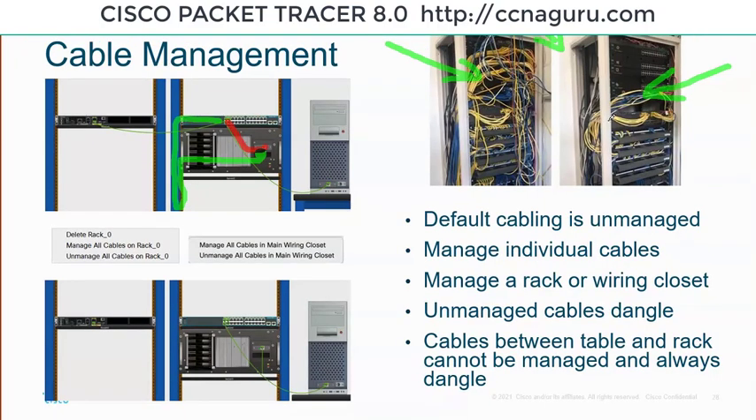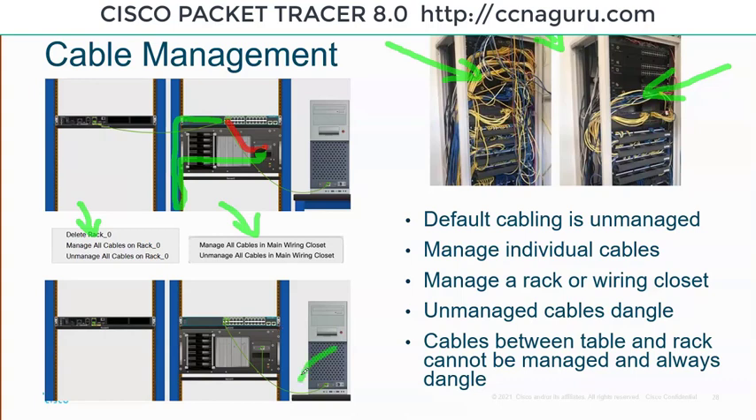And you can do the same in Packet Tracer. You can do this in Packet Tracer quite easily. First of all, you can manage individual cables. When you right-click a cable, you can just say, manage this cable, and it will be managed. Likewise, you can manage by rack, or you can manage all cables in the wiring closet altogether. And here on the second screenshot down below, you see how it looks in Packet Tracer when cables are managed.